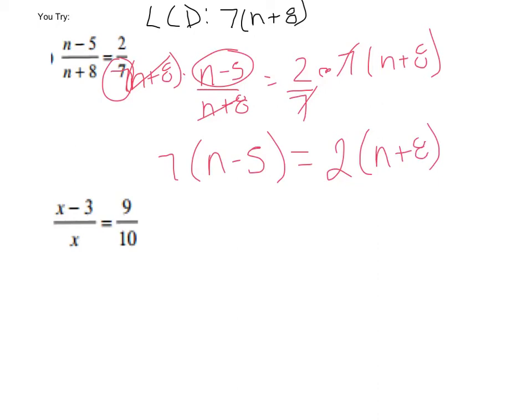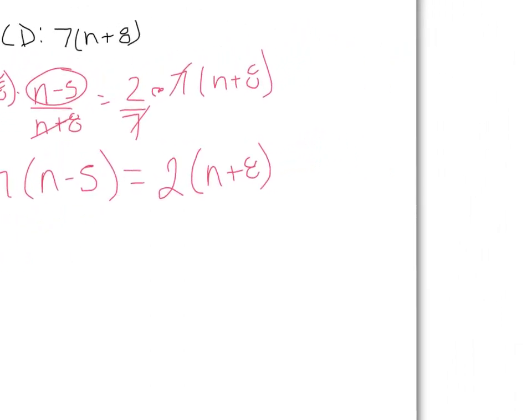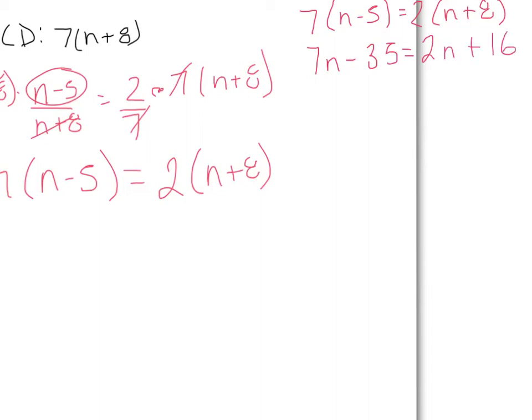Alright, so now we solve, just like any other equation. I'm going to bring it over this way. Okay, so we had 7 times n minus 5 equals 2 times n plus 8. Distribute: 7n minus 35 equals 2n plus 2 times 8, 16.